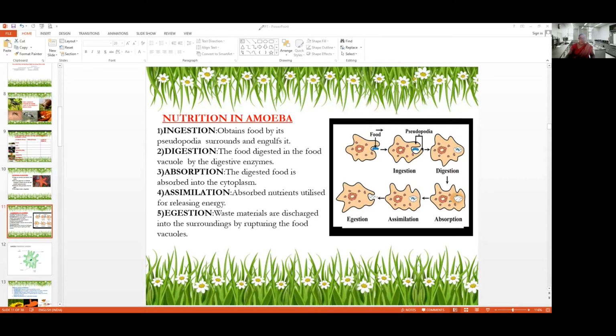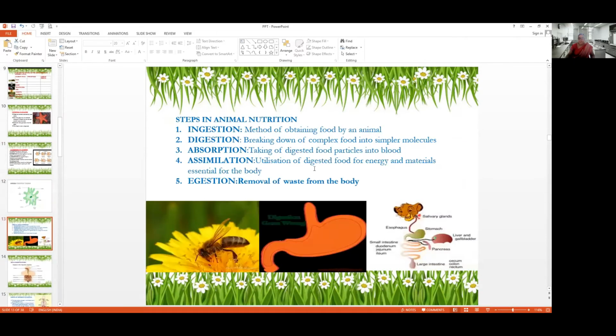Next, coming to the steps involved in the digestive system. Next, we are coming to the nutrition in human beings, or we can say the nutrition in animals. So there are 5 main steps in animal nutrition: ingestion, digestion, absorption, assimilation, and egestion. Ingestion, the method of obtaining food by an animal. Digestion, breaking down of complex food into simpler molecules. Absorption, taking of digested particles into the blood. Assimilation, utilization of the digested food for energy and minerals. Egestion, removal of waste from the body.